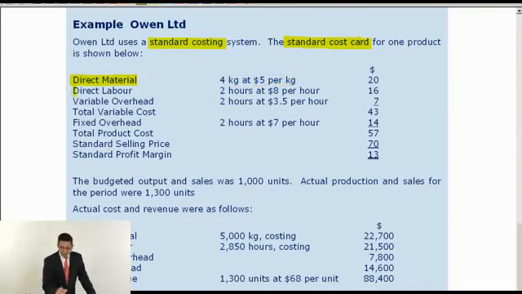Same thing about labor as well: one unit is produced in 2 hours and the expected rate per hour is $8, and so on. The information goes like this. So standards are written for one unit only. The first block of information is the standard cost card.